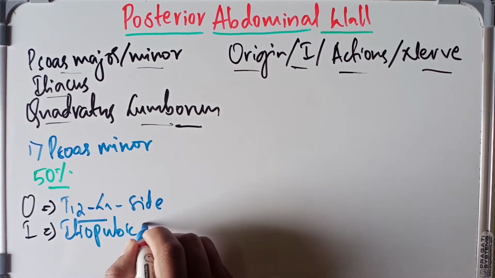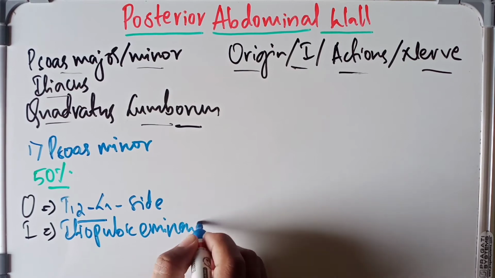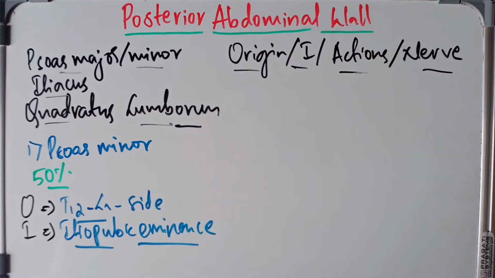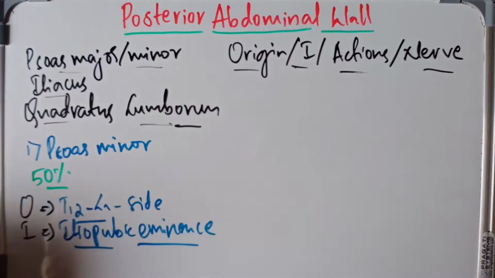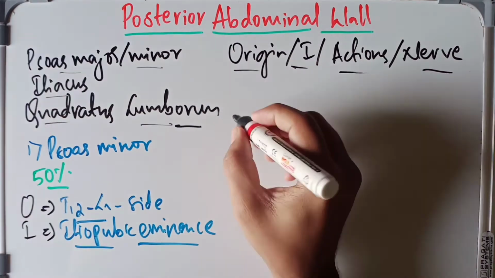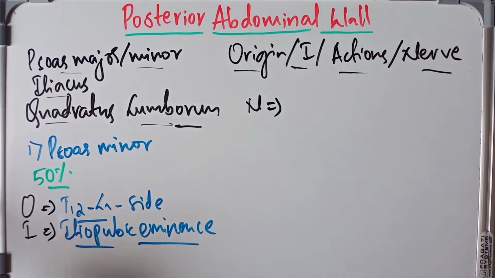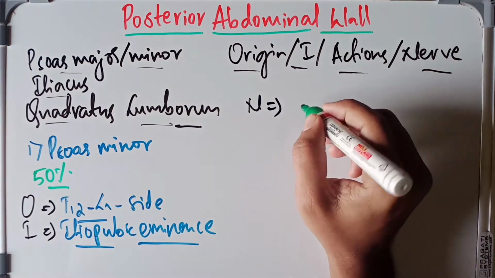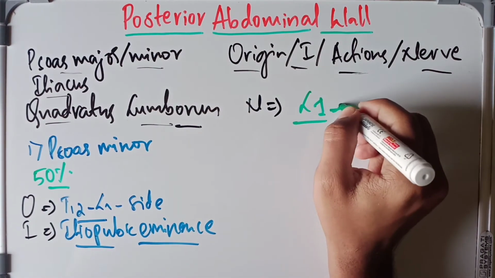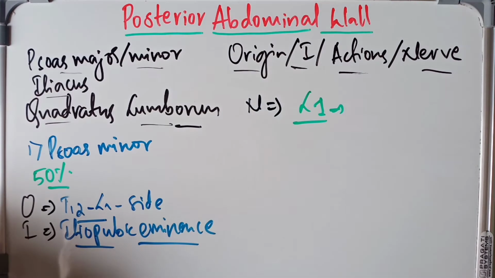Iliopubic eminence. We have covered the iliopubic eminence in another video about the abdomen. Make sure to watch that. And finally we have the nerve supply, right? What about the nerve supply of the psoas minor? It is a branch from the L1 spinal nerve. So L1 spinal nerve will supply the psoas minor.